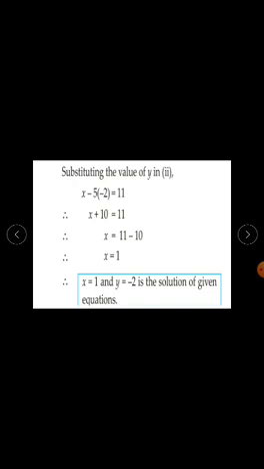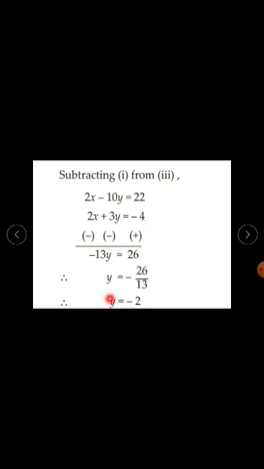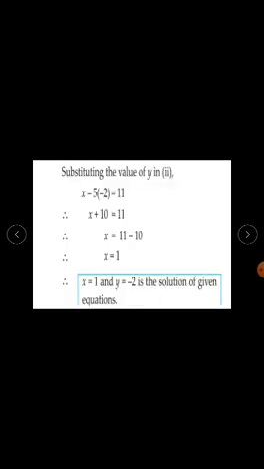Therefore, x equal to 1 and y equal to minus 2 is the solution of the given equations. Now, verify. Here x is 1 and y is minus 2.